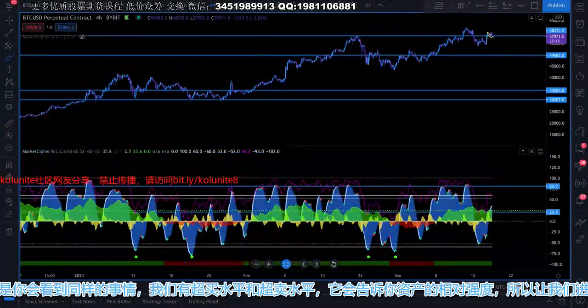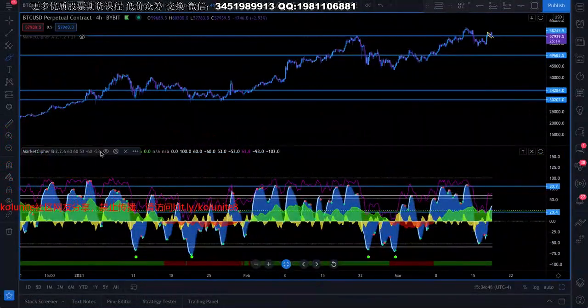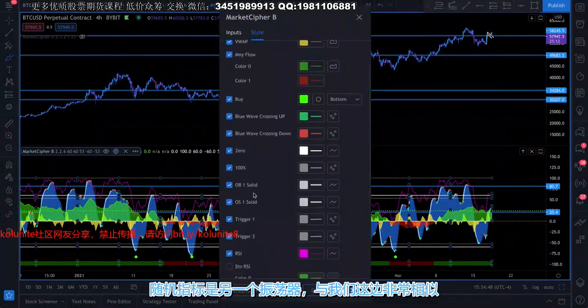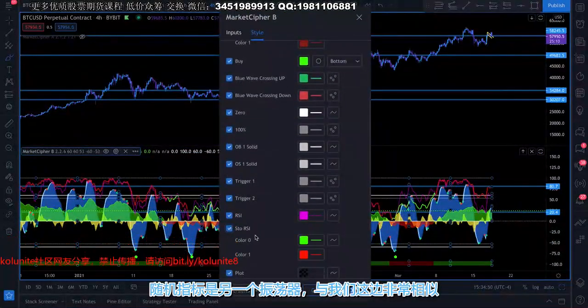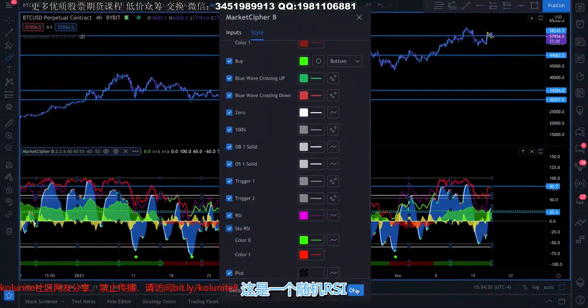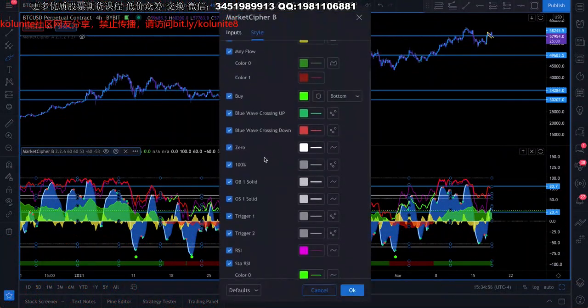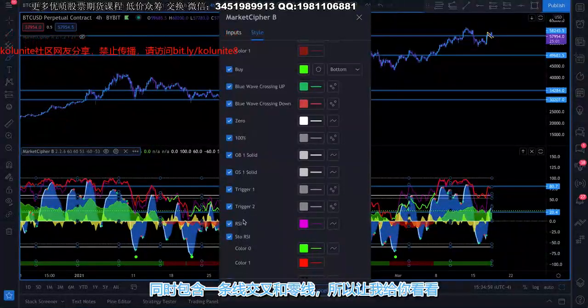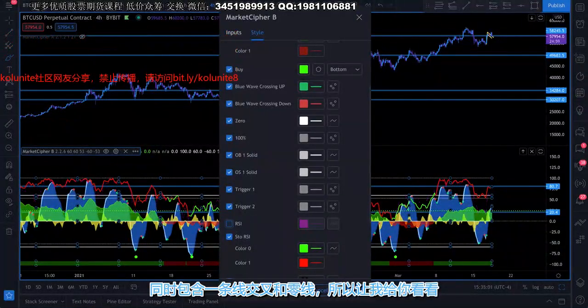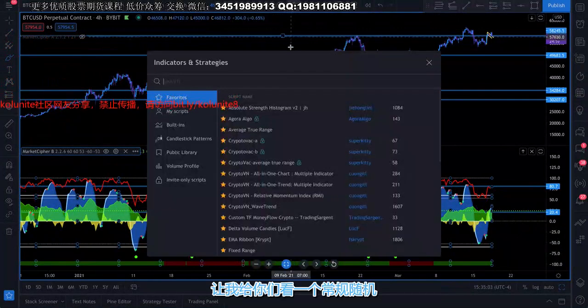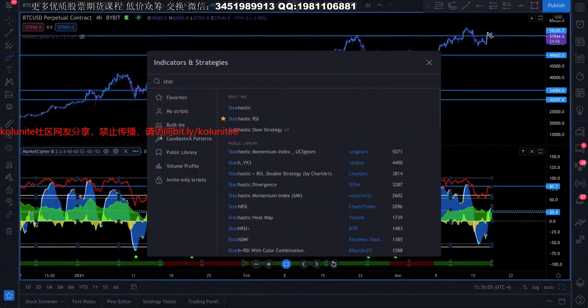So let's get into the stochastics. The stochastics are another oscillator. It's very similar to an RSI. This is a stochastic RSI. And a stochastic RSI usually contains a line crossover and a zero line at the same time. So let me show you guys a regular stochastic RSI.